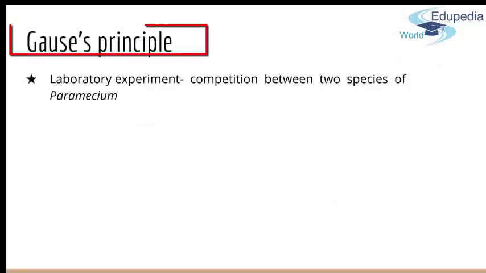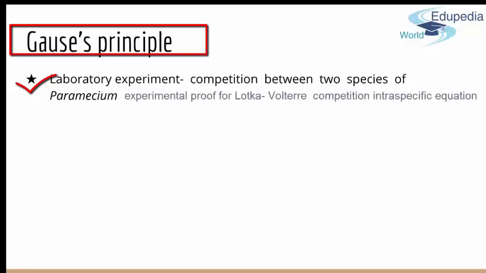So Gause was a Russian scientist. He lived around the 1930s or so, and that was the time he actually performed this lab experiment he's now known for. It was an experiment driven by the Lotka-Volterra equation of interspecific competition. This is what we talked about in the previous presentation.